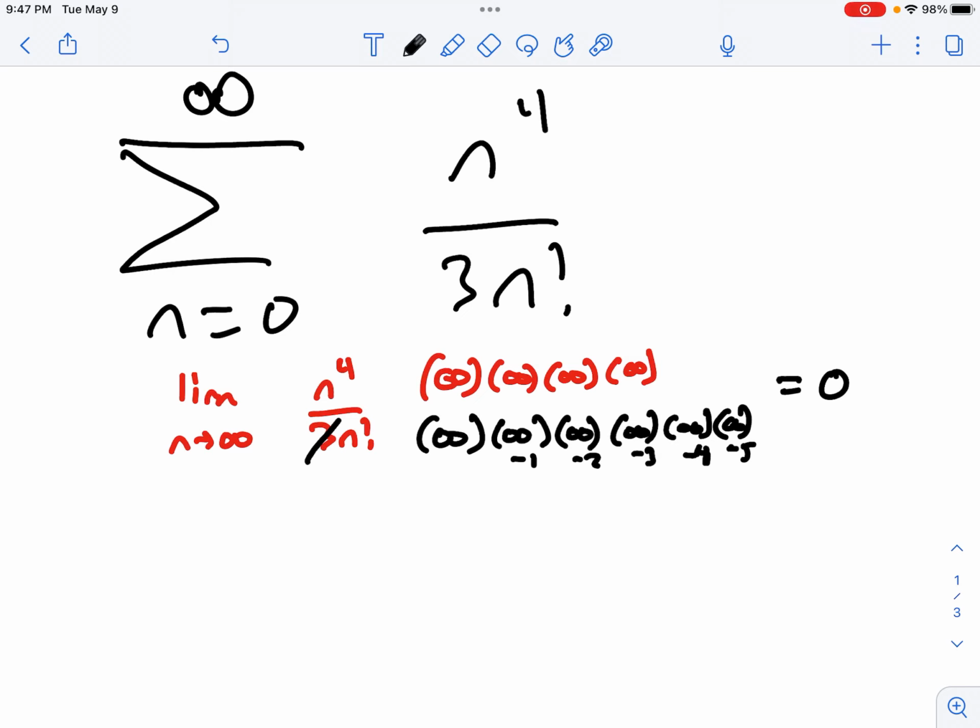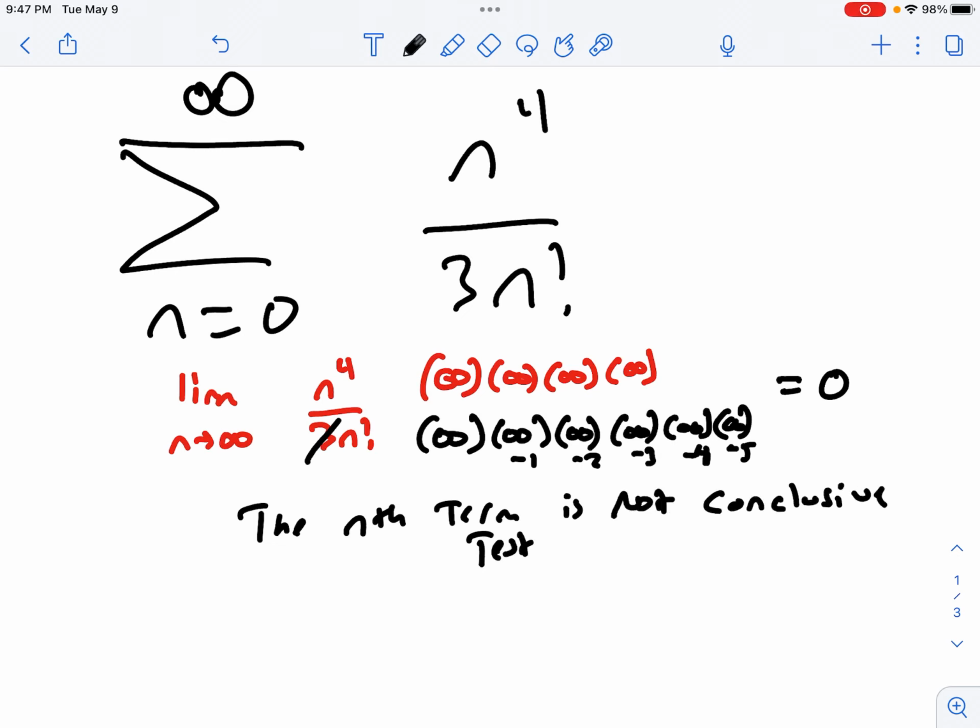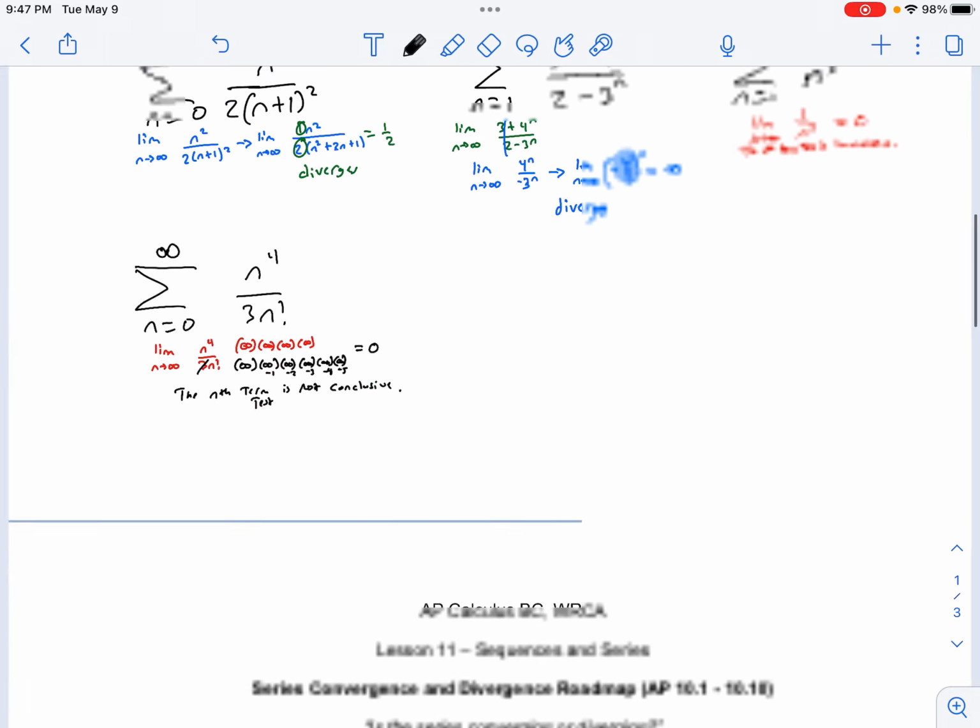And so again, we learned that we cannot say that this is convergent. We're going to have to do another test. Now, this particular series is not a p series. It's not a geometric series. So we'll need a test that we haven't learned yet. But all we can say is the nth term test is not conclusive. So that's all you can say there. And you would go on and start working through your other tests.